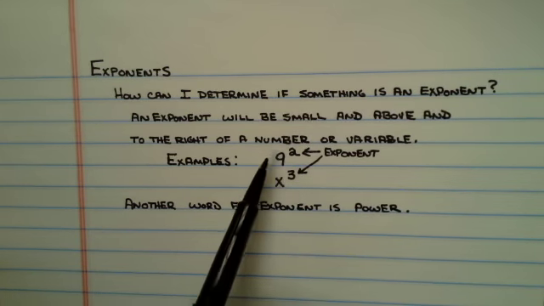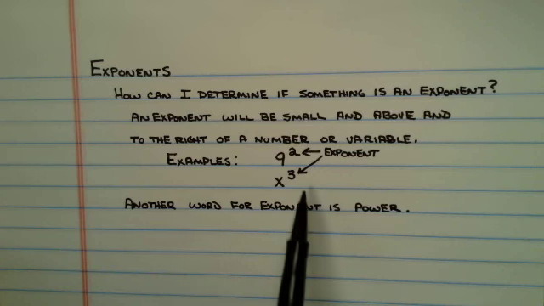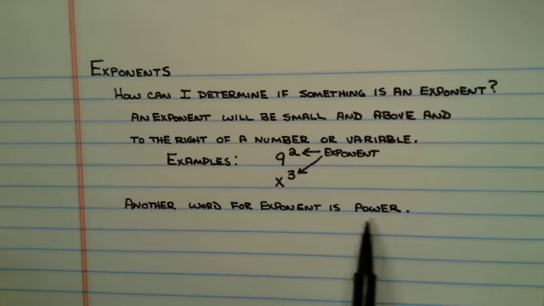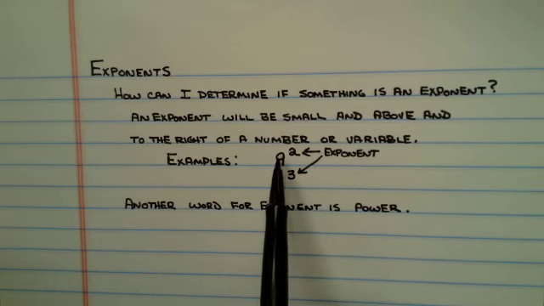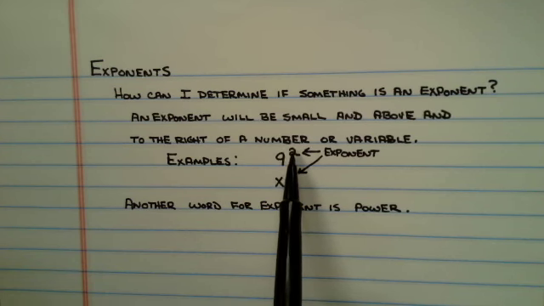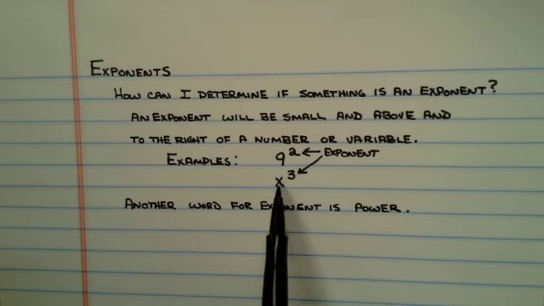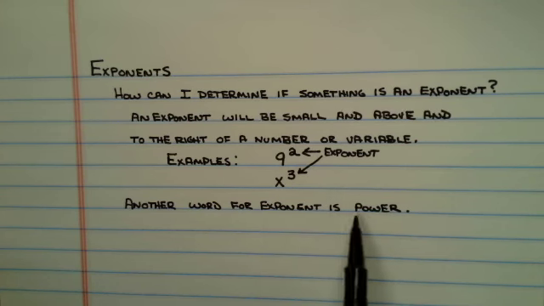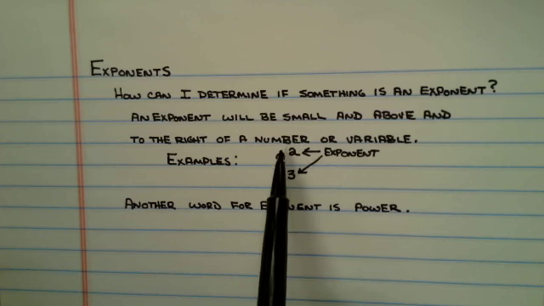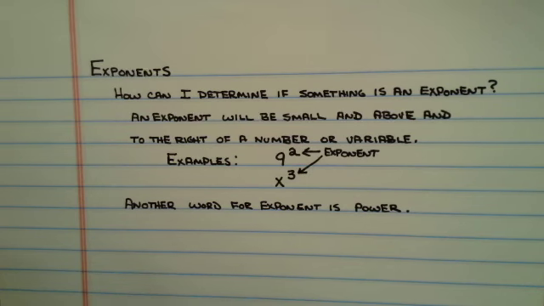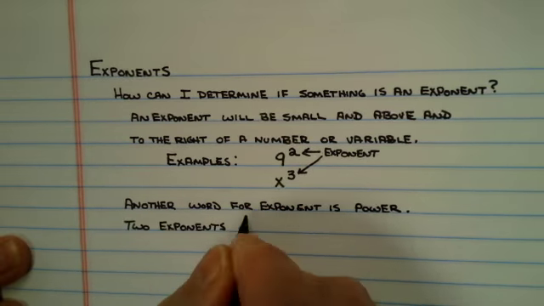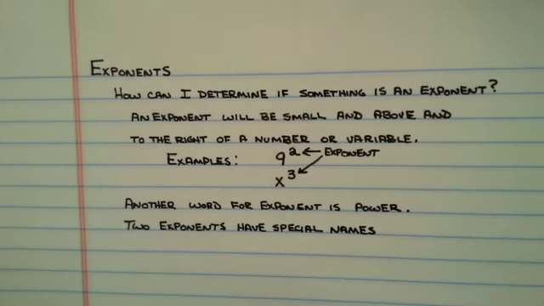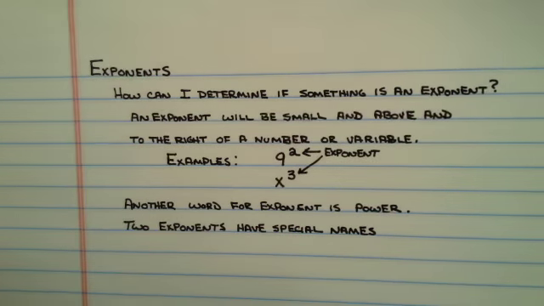So how am I going to say this? Another word for exponent is power. So I can say this is 9 to the second power. This is x to the third power. So another word for exponent, or the way you describe this exponent, is by using the word power.